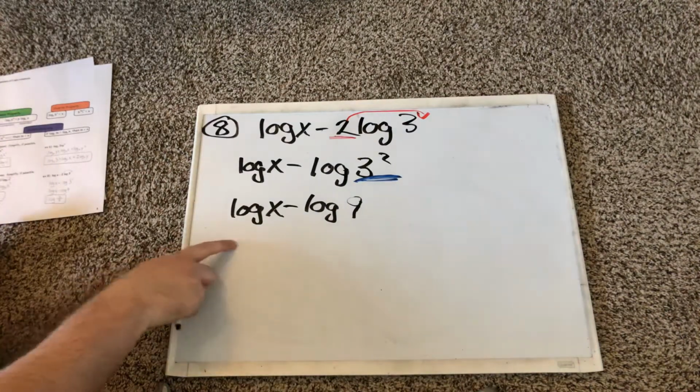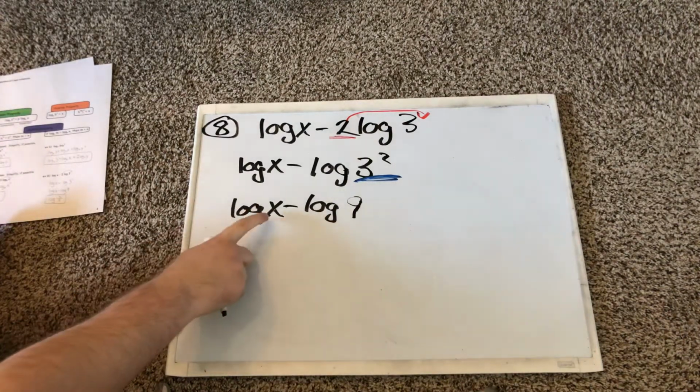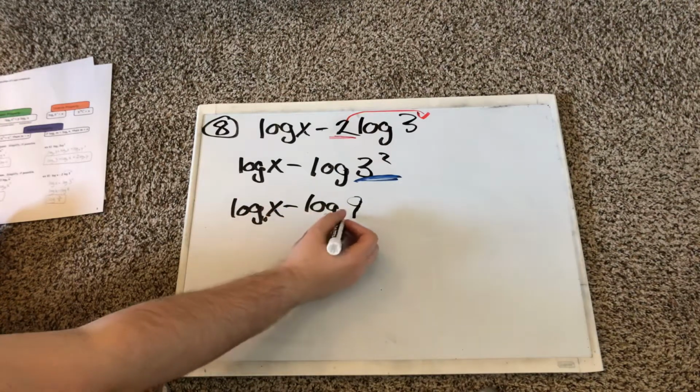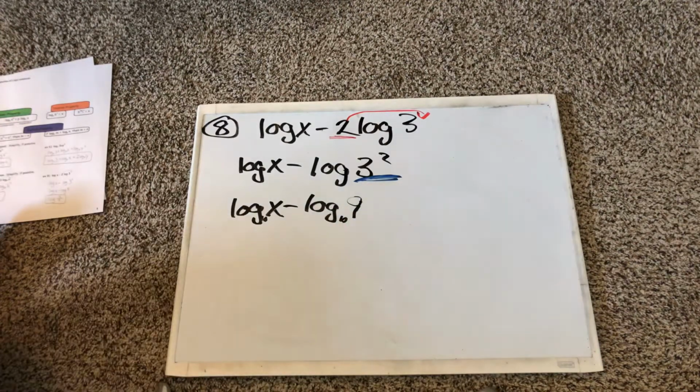And just a quick refresher, if you don't have a base right here, you assume that the base is 10. You do not have to put that, but you always have to assume that the base is 10 if we're not given a certain base.